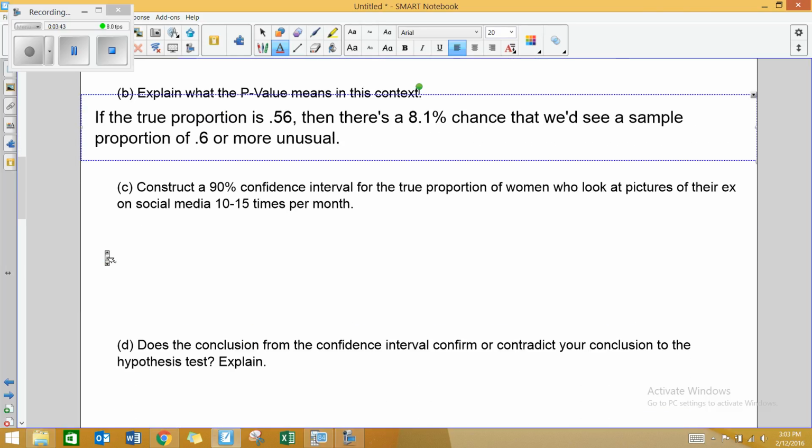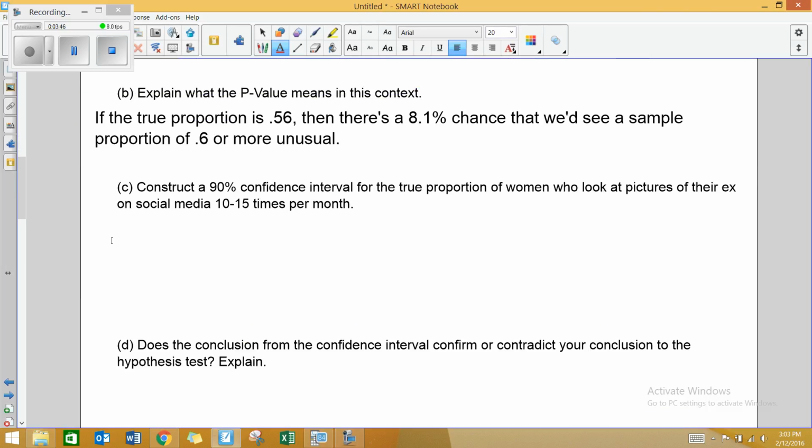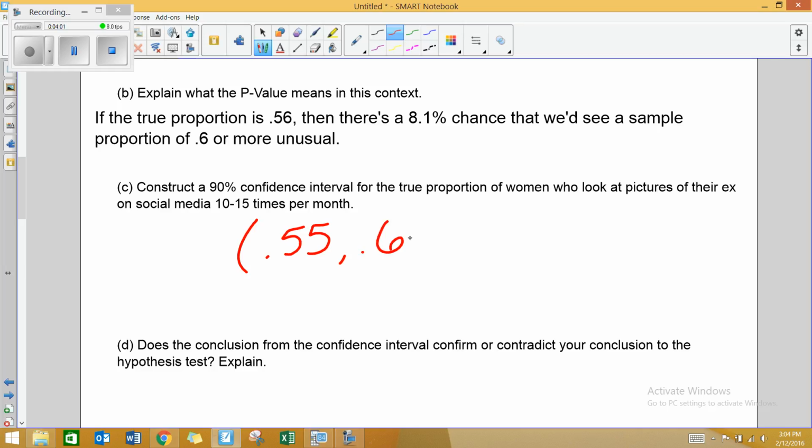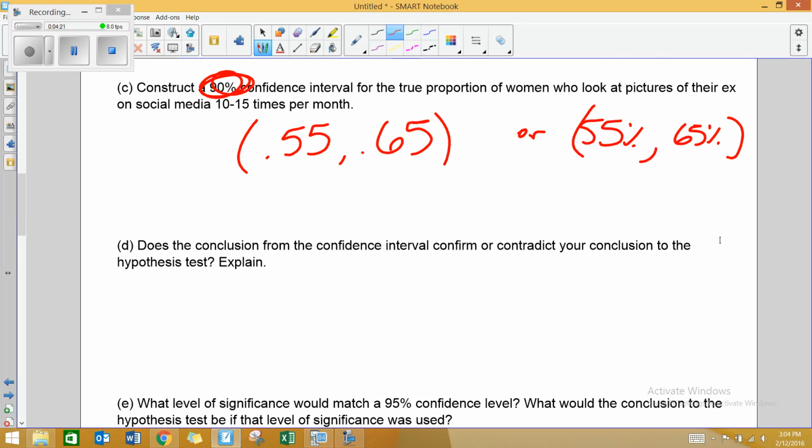Okay. Construct a 90% confidence interval. Again, I'm going to assume that you can check your own conditions, and I'm going to try to keep this video nice and short. So the confidence interval you should have come up with is 0.55 approximately, depending on rounding, to 0.65 or 55% to 65%. So I'm 90% confident that the true proportion of women who look at pictures of their ex is between 55 and 65%. Does this conclusion from the confidence interval confirm or contradict your conclusion to the hypothesis test?